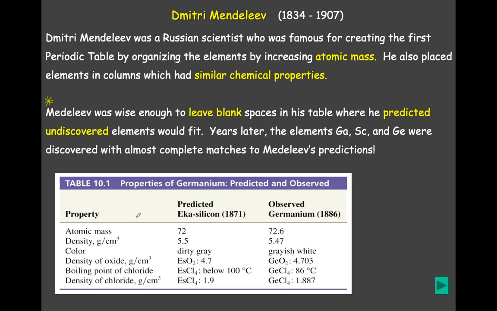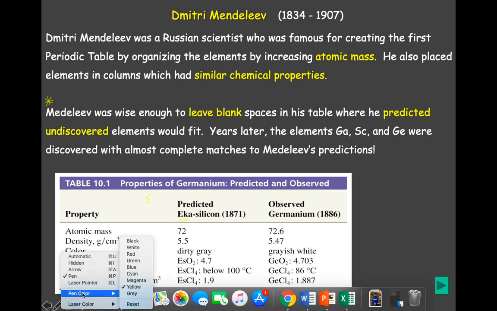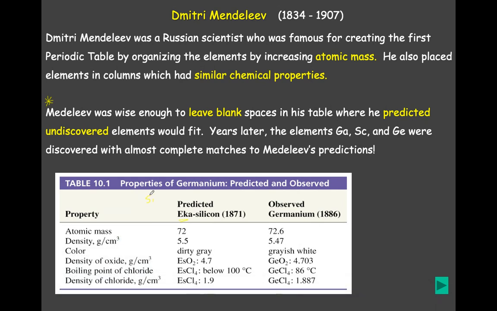As an interesting example, he predicted ecosilicon. Ecosilicon means after silicon, so he was looking at the element underneath silicon. If you looked at silicon in the table, Mendeleev left a blank underneath it. He predicted this mystery element, ecosilicon, to have an atomic mass of 72, a density of 5.5, a dirty gray color, and so on.